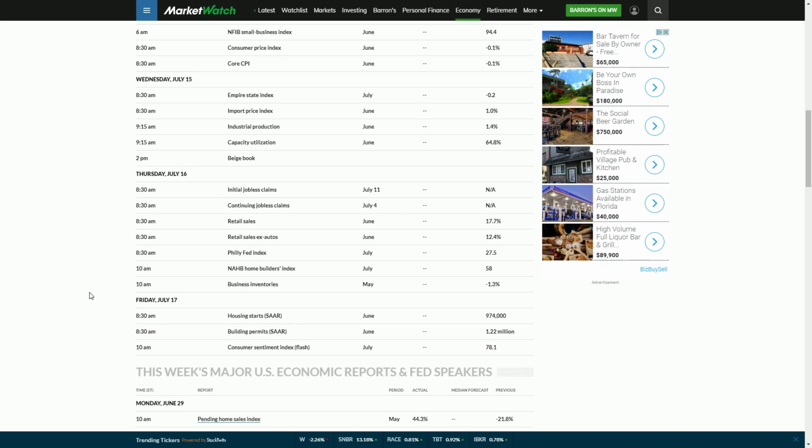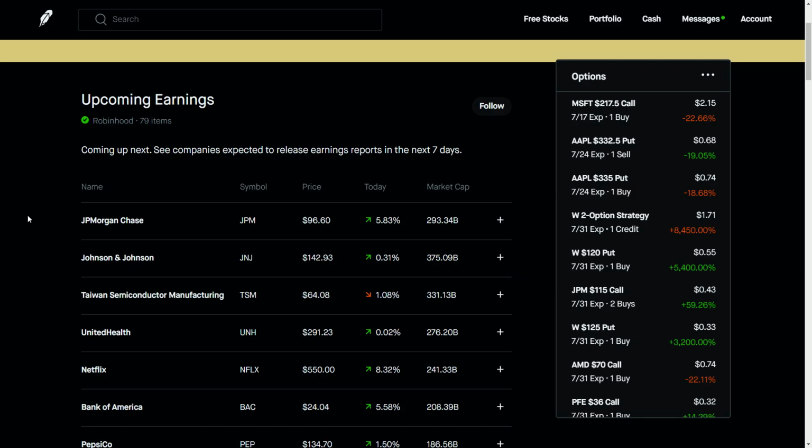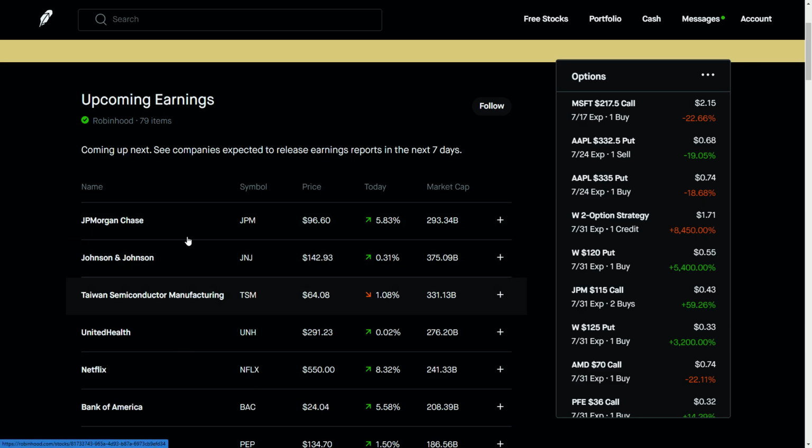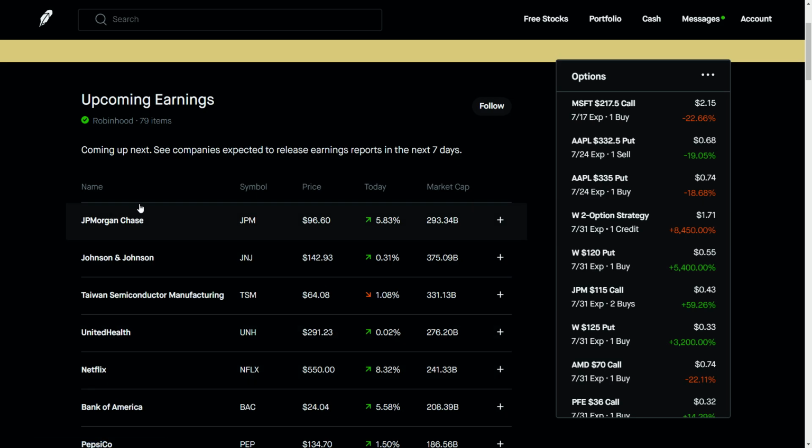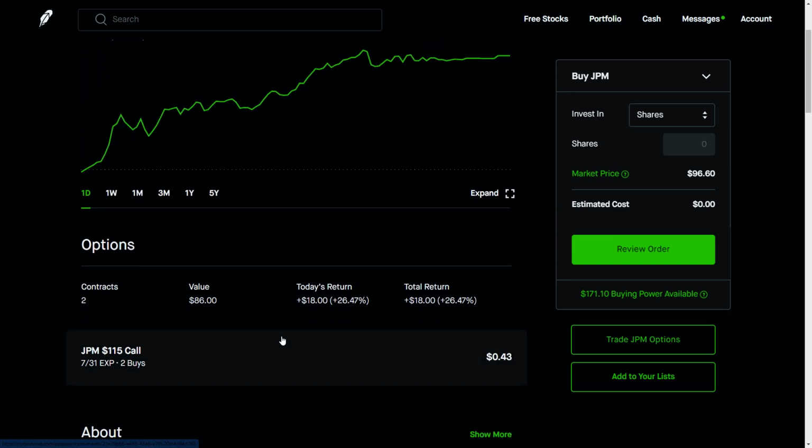So now let's go back to our Robinhood platform. What are the stocks that we're going to be looking at? As you can see on the upcoming earnings, some of the ones that I'm going to be watching are already up here. I do like Netflix as well, but it's very, very expensive. But the ones I'd like to see, I like JP Morgan Chase. I've got calls. Mine are at the end of the month. Again, get some time on these.